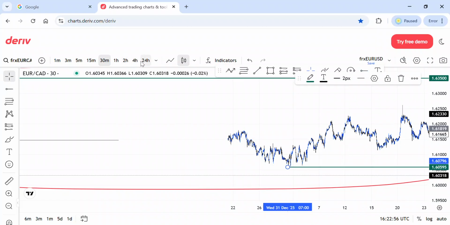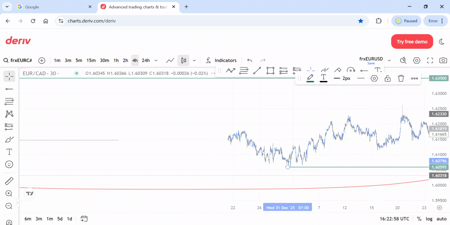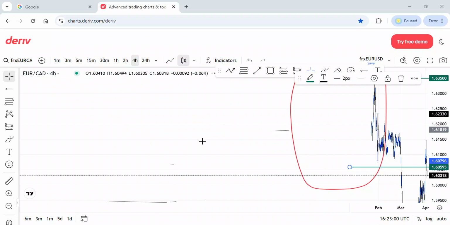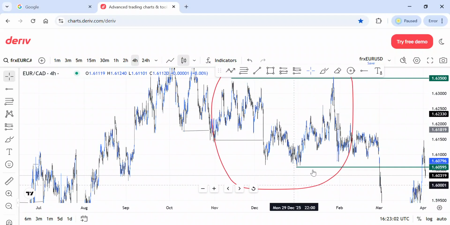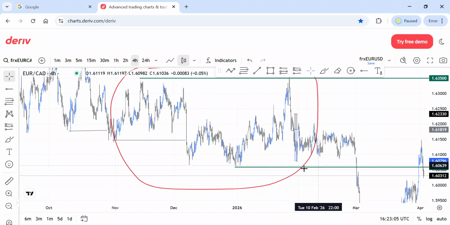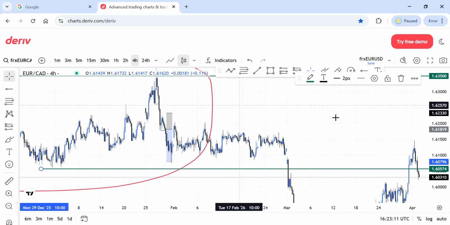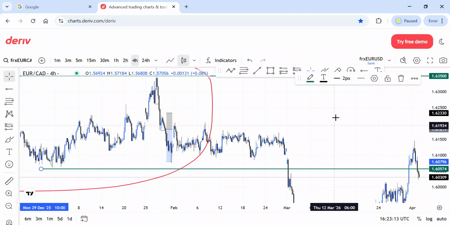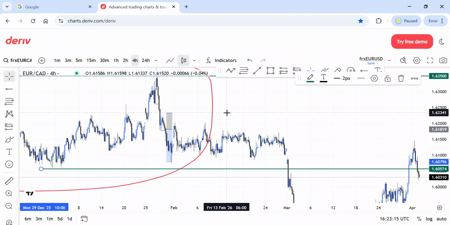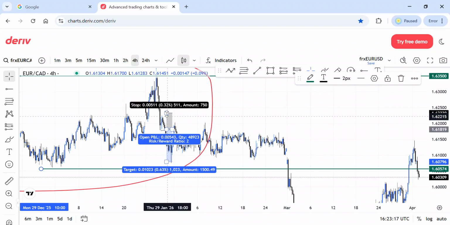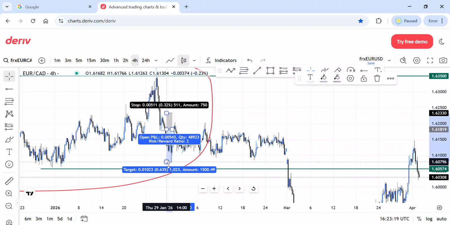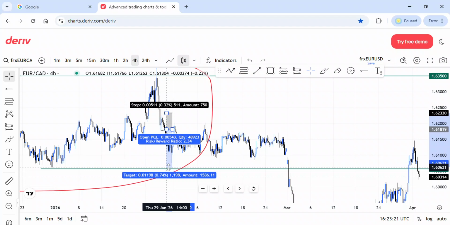But let me go to 4 hours to make it more faster. Okay. So this was the low, as you can see. So after that, after the BOS, you can just execute your trade successfully. As you can see on 4 hours, this was our high.